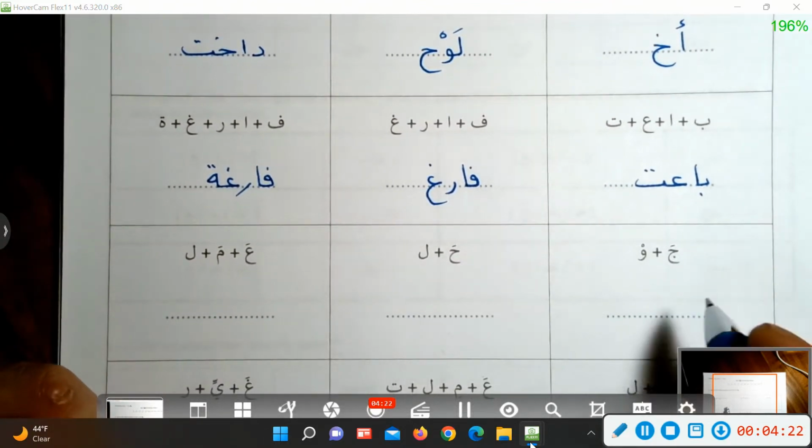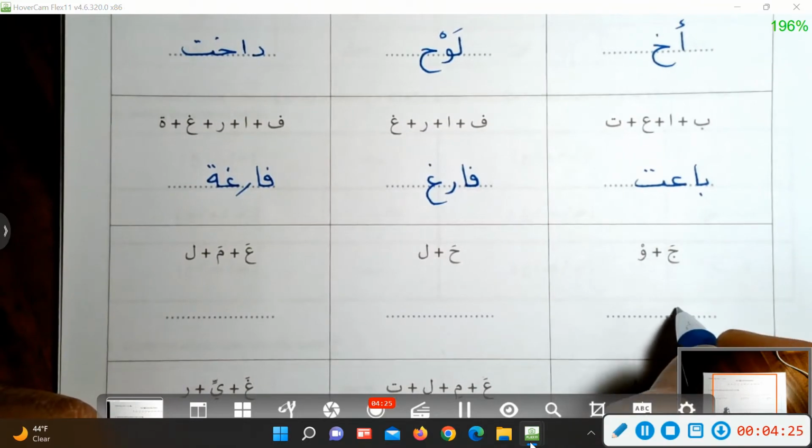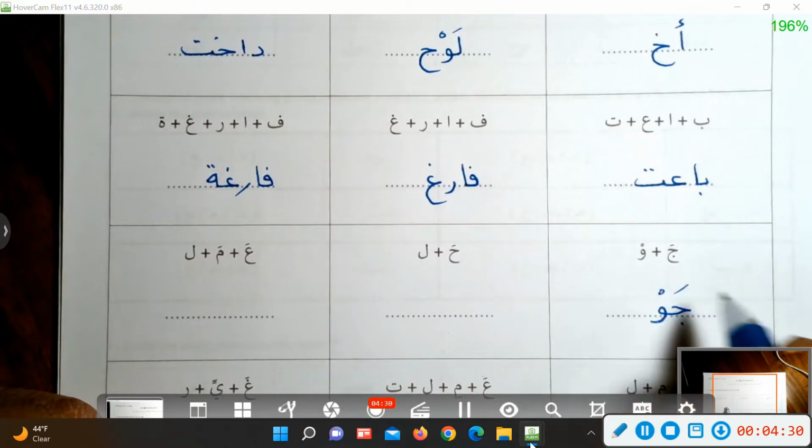Now we have Jaw. Jim and Waw. Jim is connected to whatever comes after it. So we write it like that. Jaw.